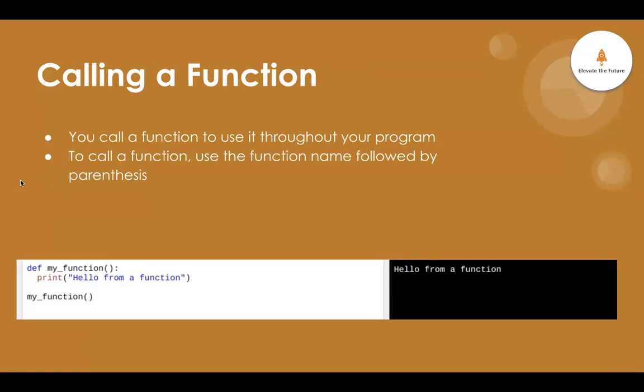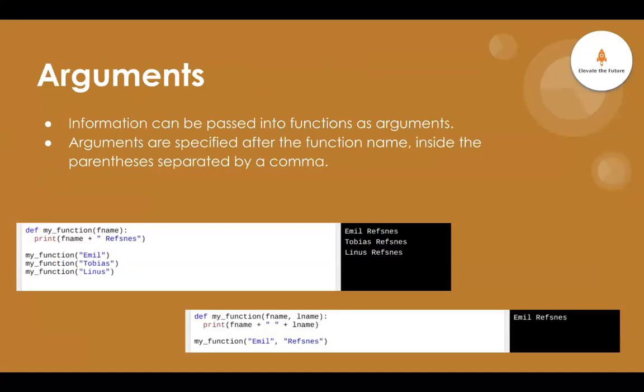Calling a function: you can call a function to use it throughout your program. To call a function, use the function name followed by parentheses. Sometimes you have to put stuff in between the parentheses. Arguments: information can be passed into functions as arguments. Arguments are specified after the function name inside the parentheses, separated by a comma. These are some examples too.